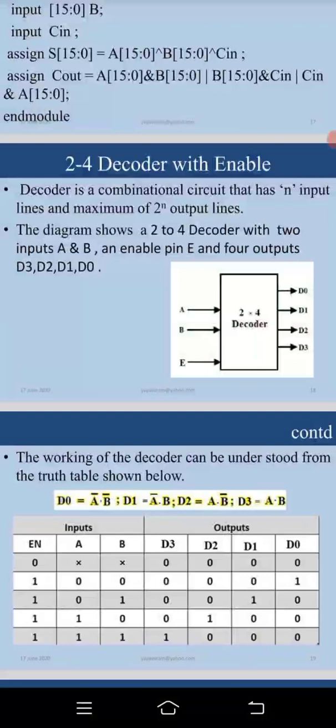So 1, 1, 1, 1. Then 0, 0, 1, 1. Then 0, 1, 0, 1. Then D3: 0, 0, 0, 0, 1. Then D2: 0, 0, 0, 1, 0. Then D1: 0, 0, 1, 0, 0. Then D0: 0, 1, 0, 0, 0.